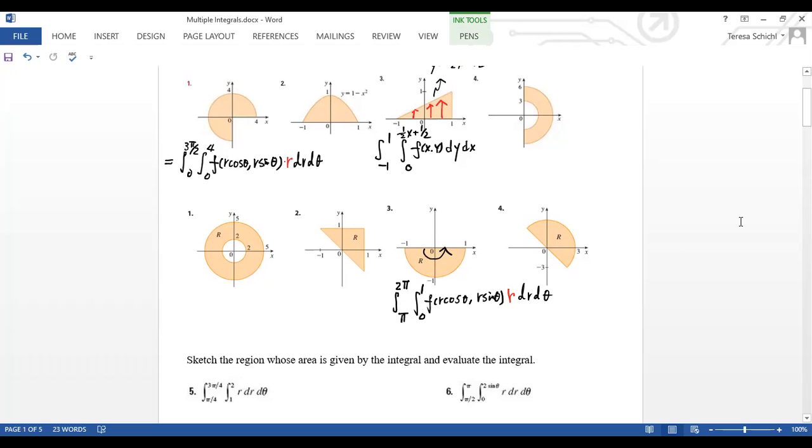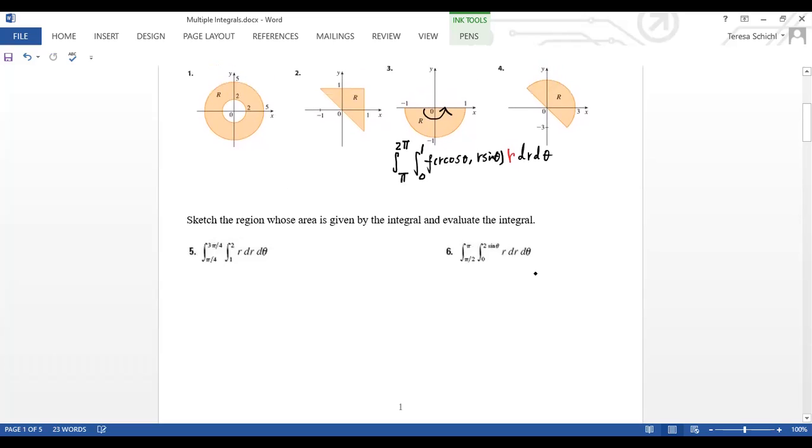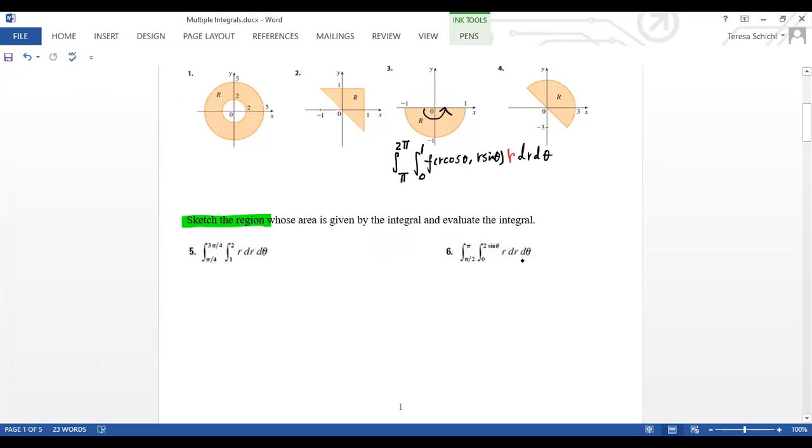Okay, so next I'd like to do number 6. This problem is very interesting. The problem asks us to sketch the region of integration and then evaluate the integral. Evaluating the integral is pretty straightforward, so I think the sketch of the region is the one we need to be careful with.